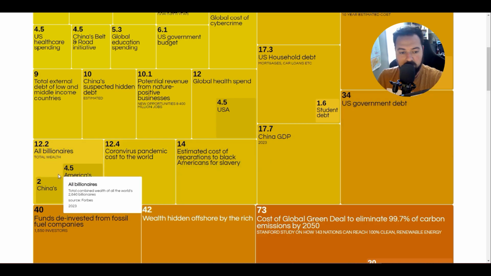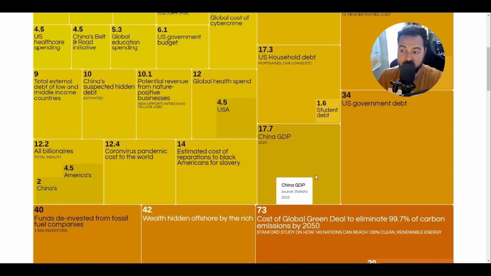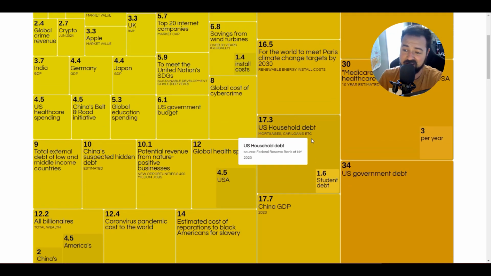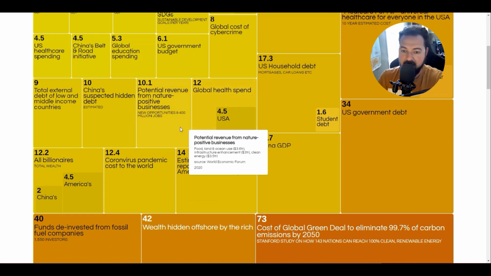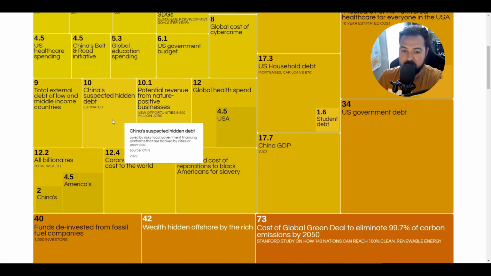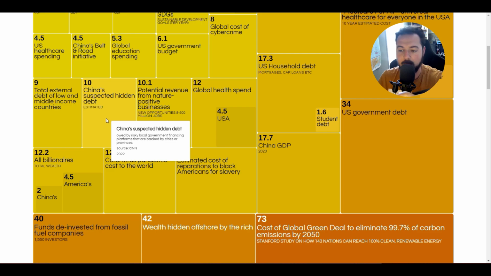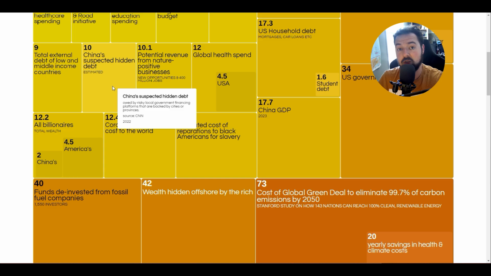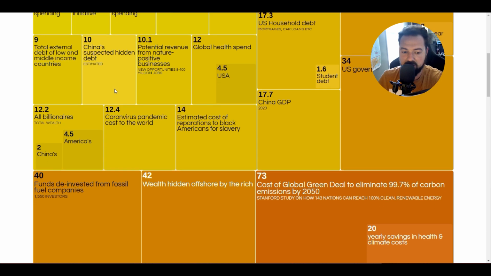There's a couple different blocks over here. China's GDP, US household debt. So this is just debt held by non-government entities, private citizens in the US. That's an interesting amount. It's a pretty big block. You have China suspected debt. I find that to be a really interesting topic to break into. And then you have China's GDP. I guess you don't really know China's debt. I think that's kind of what's implied here.